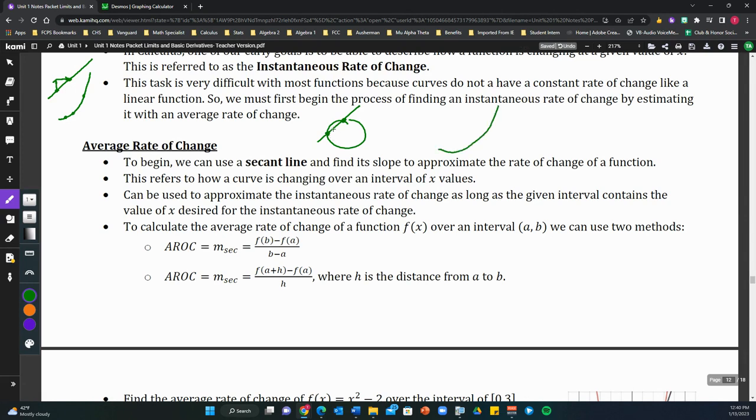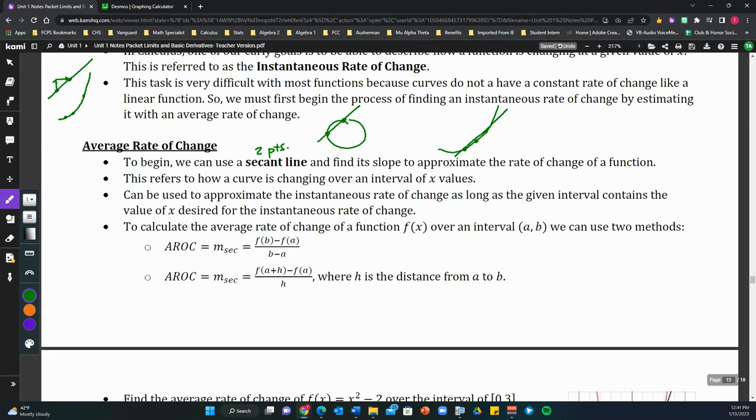We are going to take a curve, and if I want to estimate how that curve is changing at that point, I can take 2 points near that desired value and draw a line that passes through those two, find the slope of that secant line, and use it as an estimate for the actual slope at the desired point. So that's the idea of a secant line. When you think of secant line, you need to think of 2 points. It is a line that passes through the curve at 2 points.